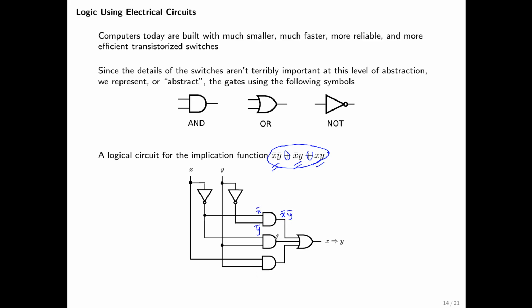And similarly, you can convince yourself that this gate here computes X bar Y, and this one here computes XY, right? So this circuit is now something that you have in hardware that computes the implication function. The output here can be related to the input here using the truth table for the implication function, right? If you plug in the values for X and Y and figure out what the output is, you'll see that it is exactly what is given by the truth table for the implication function.